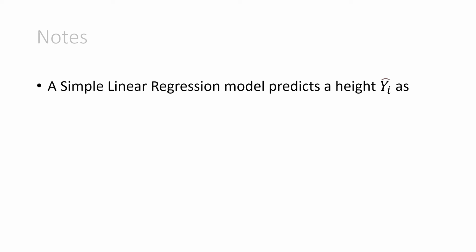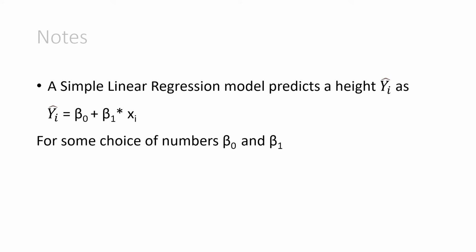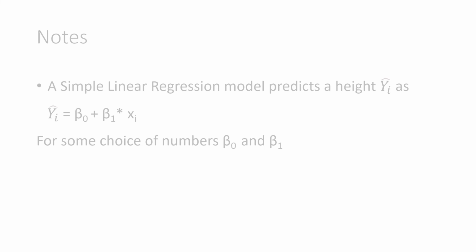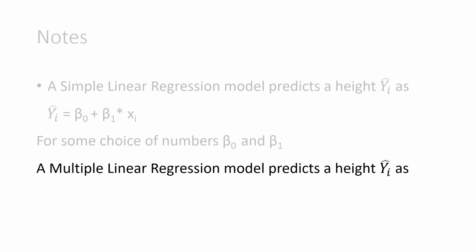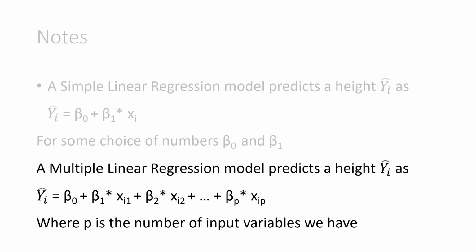A simple linear regression model predicts a height yi hat as yi hat is equal to beta naught plus beta 1 times xi for some choice of numbers beta naught and beta 1. Whereas a multiple linear regression model predicts a height yi hat as yi hat is equal to beta naught plus beta 1 times xi1 plus beta 2 times xi2 plus all the way up to beta p times xip. This is where p is the number of input variables we have. We're not supposed to understand this quite yet, but simple is where you have one predictor like the weight, and multiple is when you have multiple predictors like weight, color, eye color, and so on.